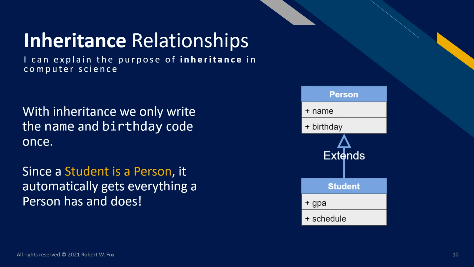However, when we use inheritance, we're able to create the two classes but avoid the repeating code, because the subclass Student automatically gets everything that the Person superclass has and does. So my Student class looks like it has only 2 instance variables, but there are actually 4, and it happens automatically.